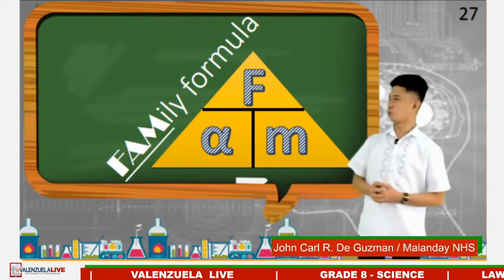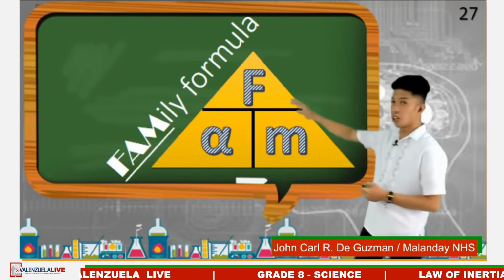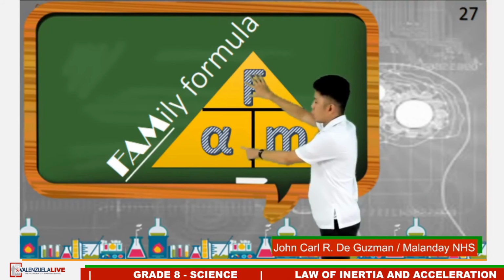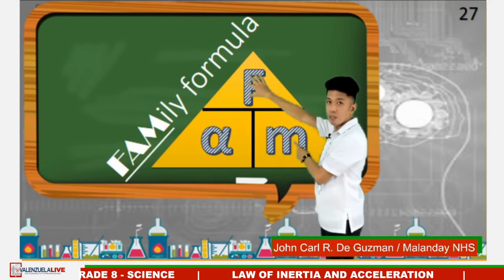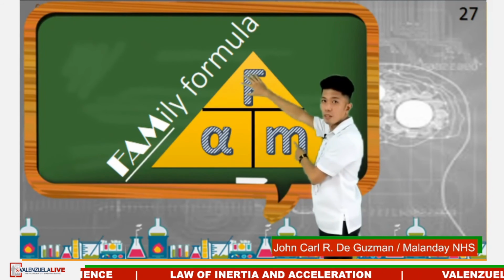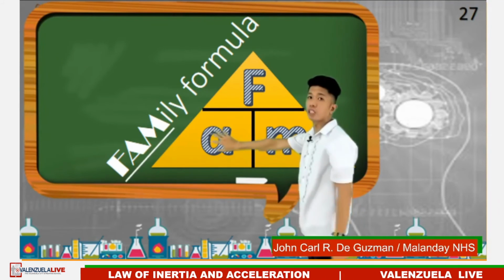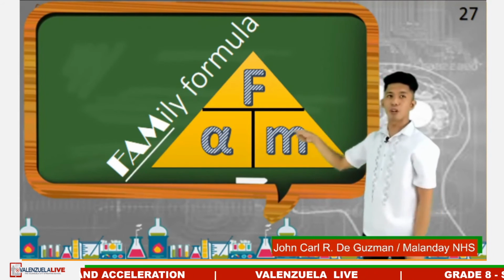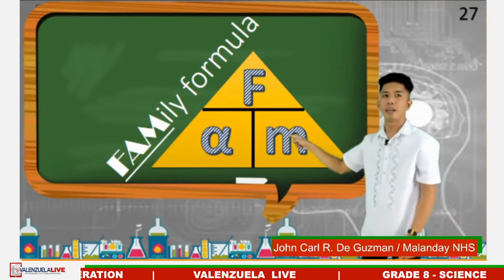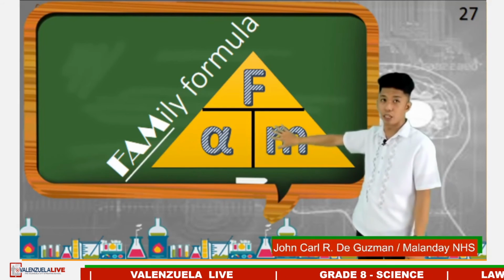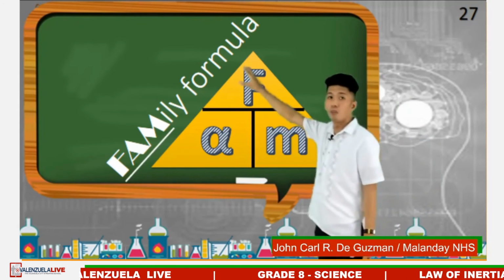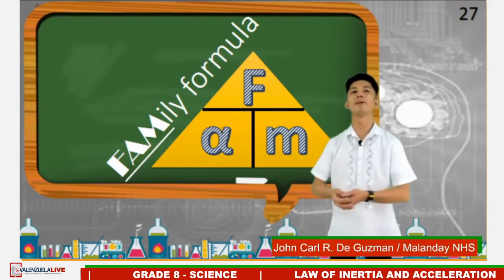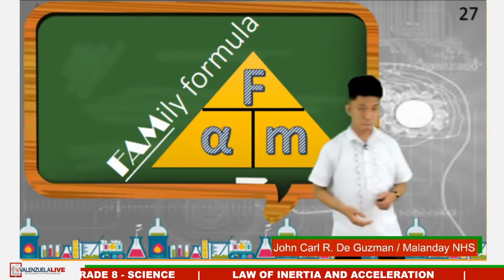Alright, so how does it work? If force is missing, then we should multiply acceleration with the mass to get the force. If acceleration is missing, we should divide force by the mass of an object. And the last one, if mass is missing, we should divide force by the acceleration of an object. So always remember that.